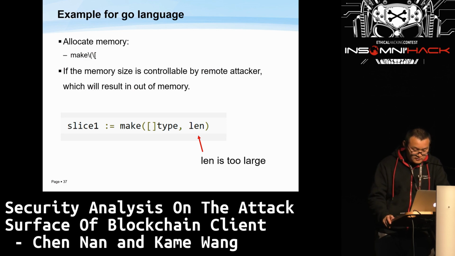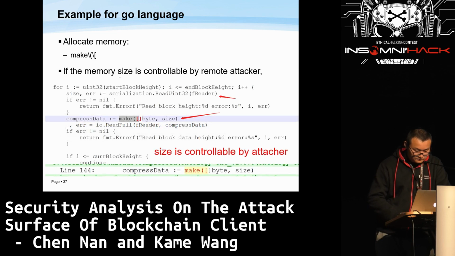Secondly, this is a pattern of memory allocation. In the Go language, you can use make to create a dynamic array and initialize its size. If the initial size is too large, it will cause out of memory. The program will exit. This is an example that is the result of a search for memory allocation in a blockchain project. The memory size is controllable by a remote attacker, which will result in out of memory.